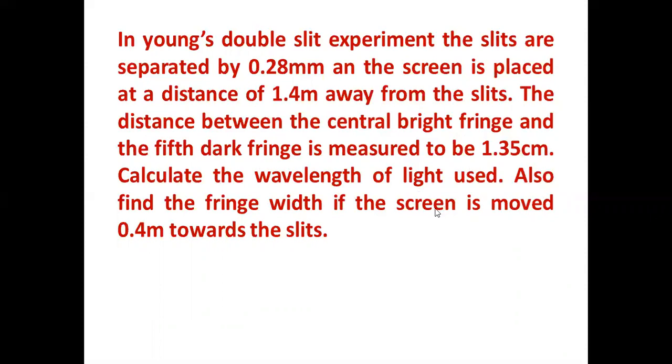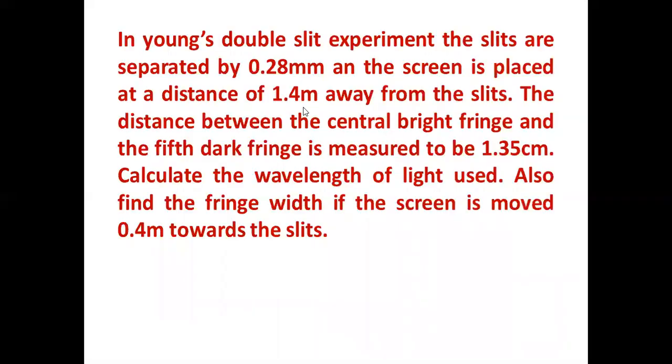When the screen is moved 0.4 meter towards the slits, what happens? You have to tell me, you have to find it out. Of course, when the screen is moved towards the slits, definitely the capital D will decrease and beta will decrease. Fringe width formula you know. And now the first question, what is the first question?